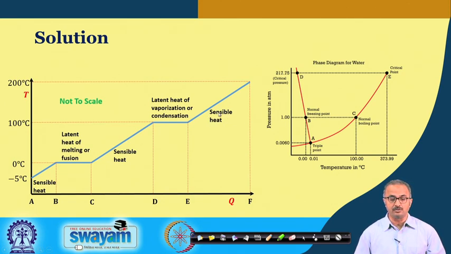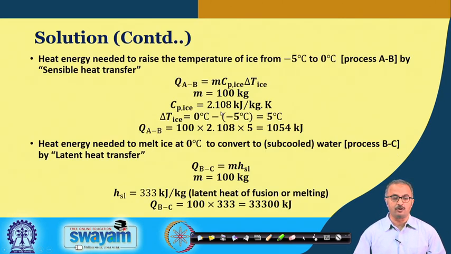Now to find out the total amount of heat energy required, we have to simply add up the heat energy required at each of these processes. So let us see how we do it. First we see the heat energy required to raise the temperature of ice from -5 degree centigrade to 0 degree centigrade by sensible heat transfer.